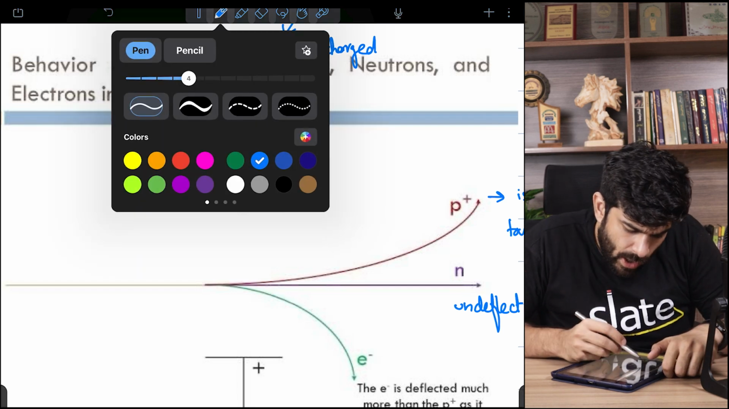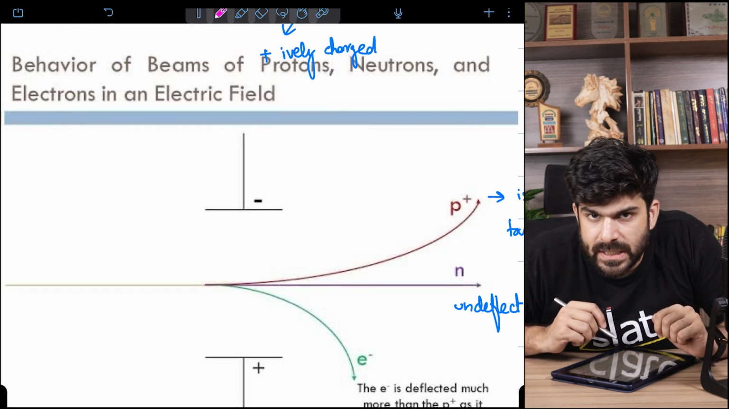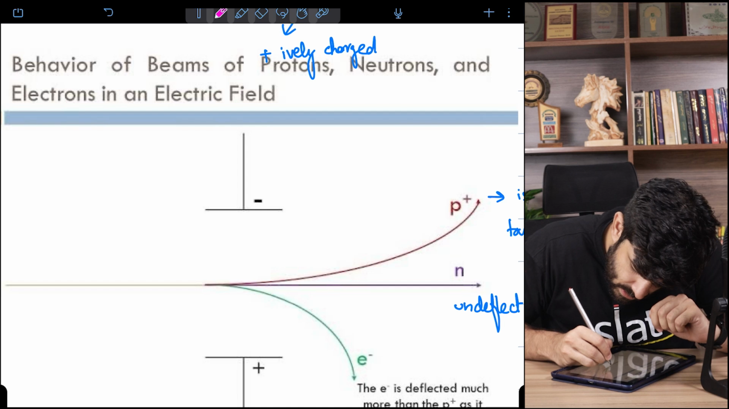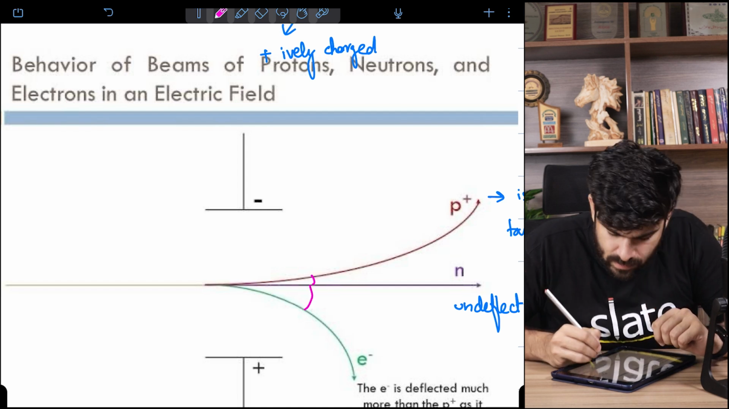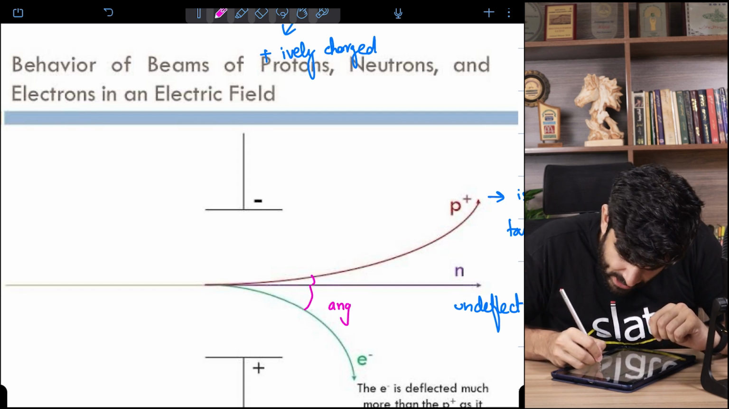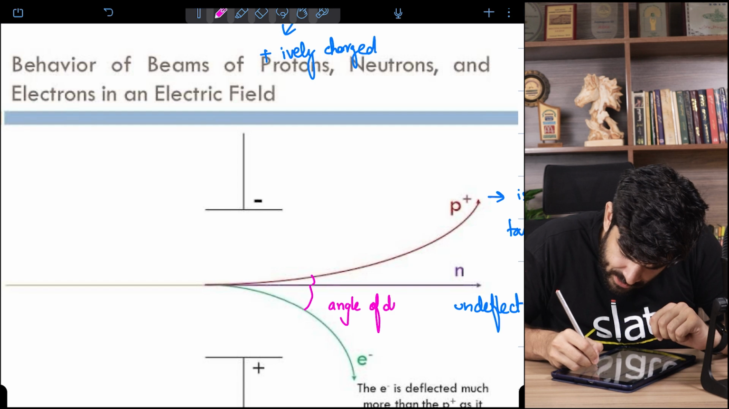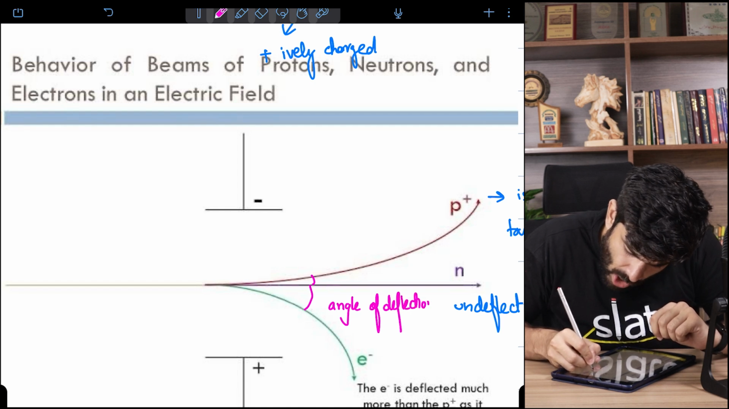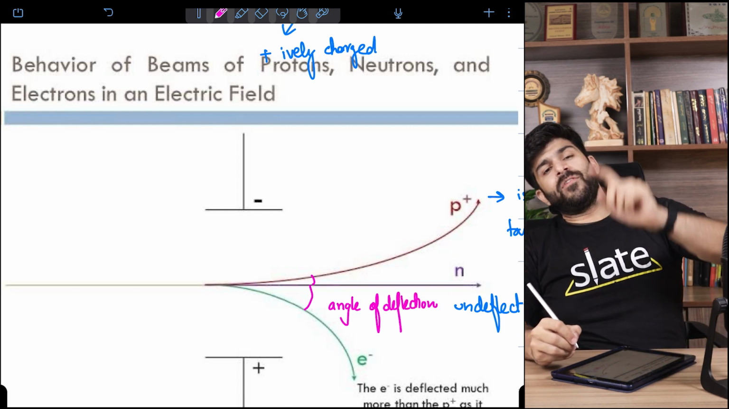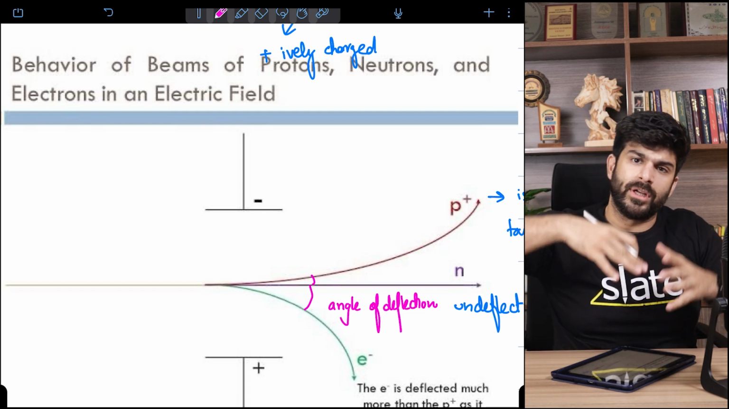So, how do we study this particular concept? We talk about the angle. This we call the angle of deflection. Now we know that the angle of deflection of the proton is lesser and that of the electron is higher.